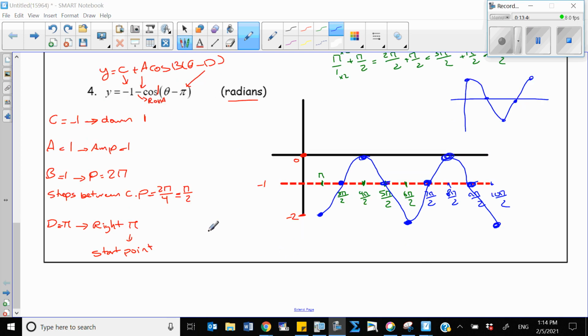I'm going to leave the rest for you to work. Just keep in mind, if you're given a sine function, the general pattern for sine, the parent function, looks like this: midpoint, high point, mid, low, and midpoint. So this is the general pattern for sine, and for cosine it's high, mid, low, mid, and high.